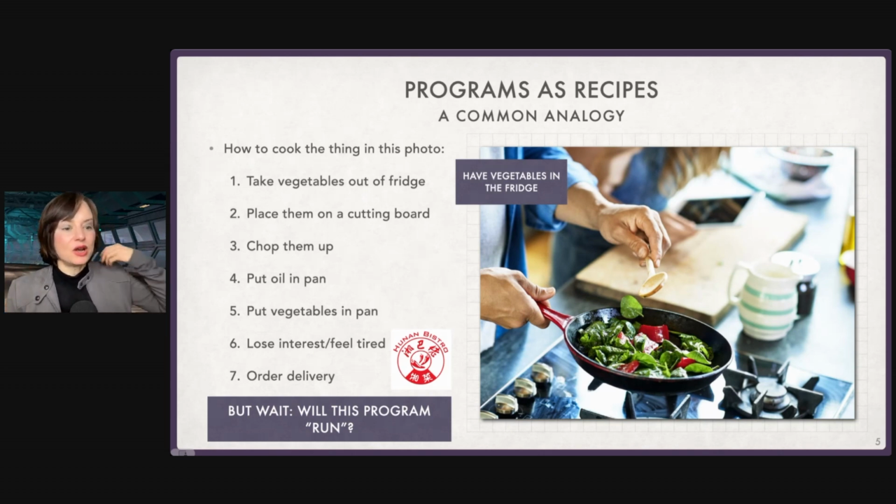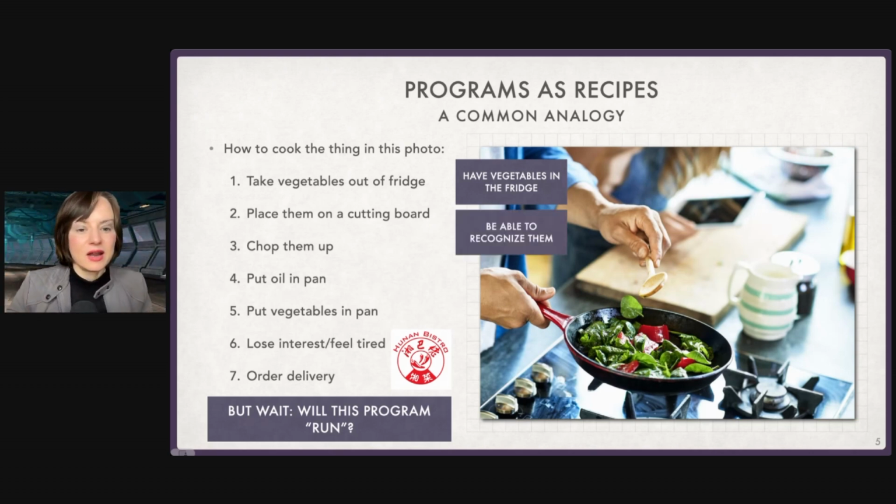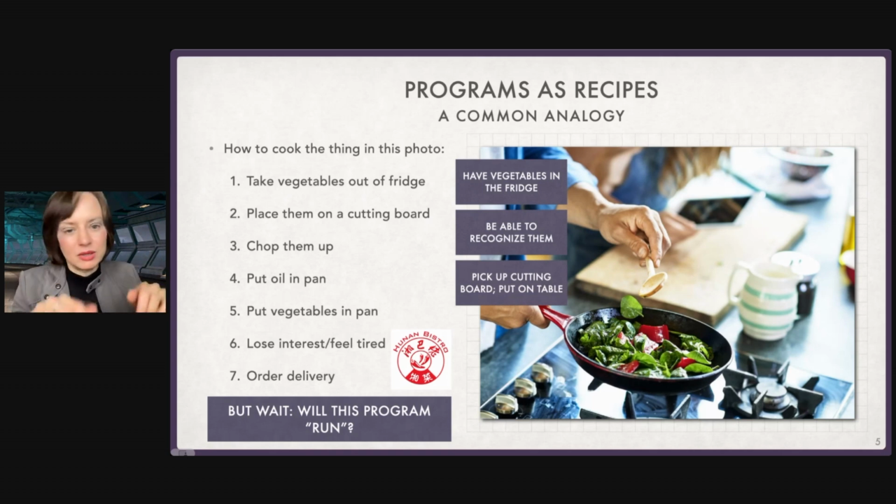So you have to say, have vegetables in the fridge, or even create vegetables in the program, or have vegetables you're pulling in from online. Tell the computer it's vegetables. Be able to recognize them. Computer, this is what the pepper is. This is what the spinach is. You can't just say, now chop.